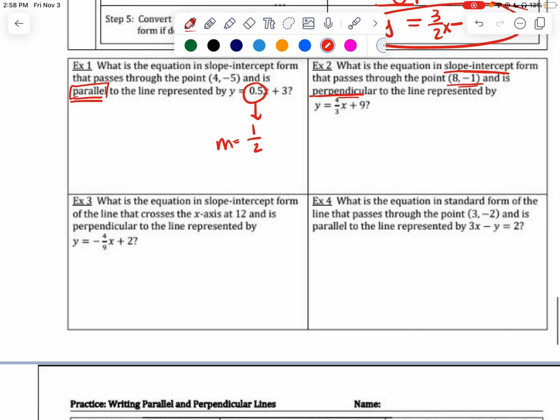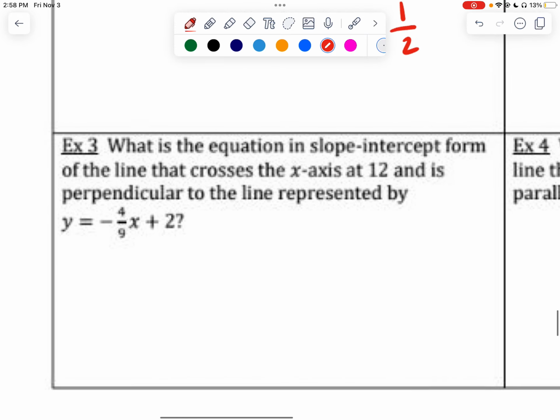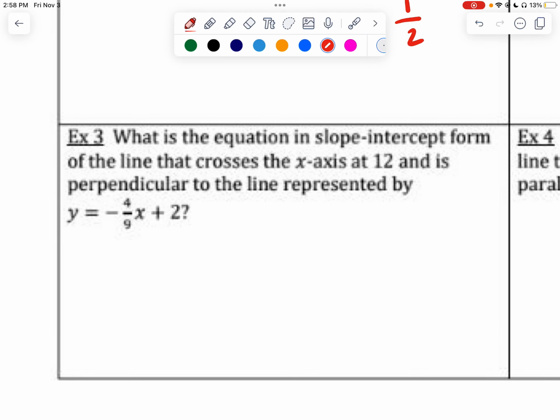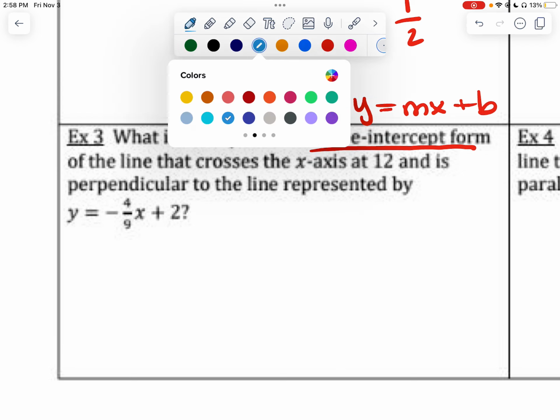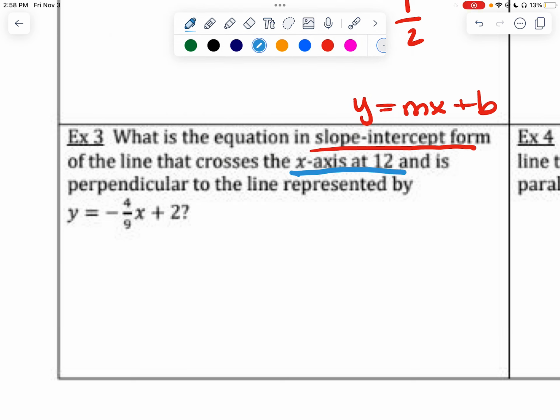All right, so I do want to look at example 3, because in example 3, I'm being asked what is the equation in slope-intercept form? So y equals mx plus b. It's my end goal. Of the line that crosses the x-axis at 12 and is perpendicular to the line represented by y equals negative 4 over 9x plus 2. Okay, it's probably good info.